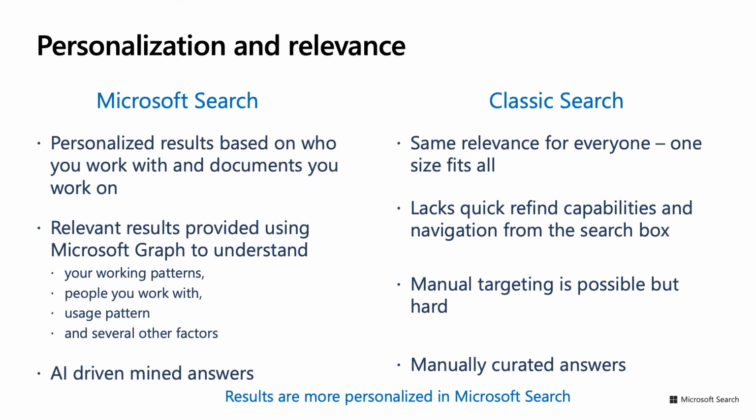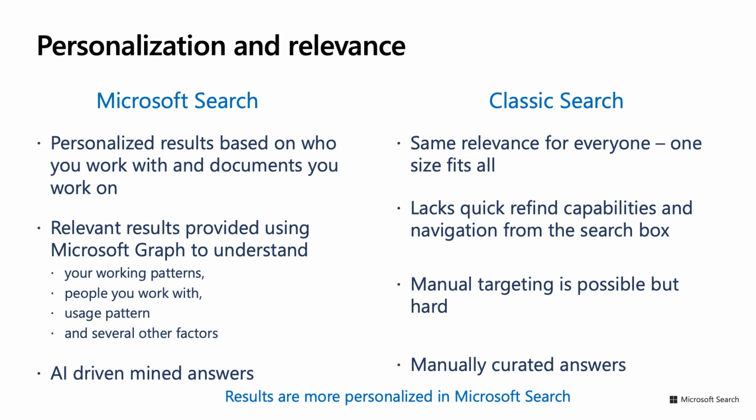Let's look at what classic search has. When you come to classic search, it has the same relevance for everyone. It has one size fits all, which may not work out well for people with a really diverse diaspora. Apart from this, it also lacks the quick refine capabilities and navigation from the search box. Some of these are things which we'll show you in a bit.